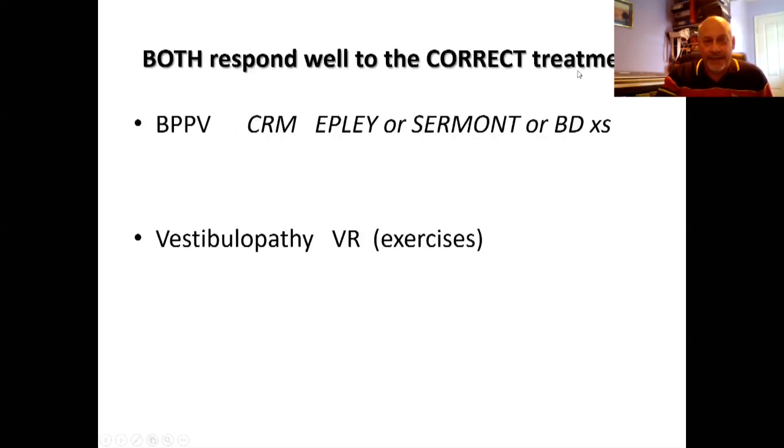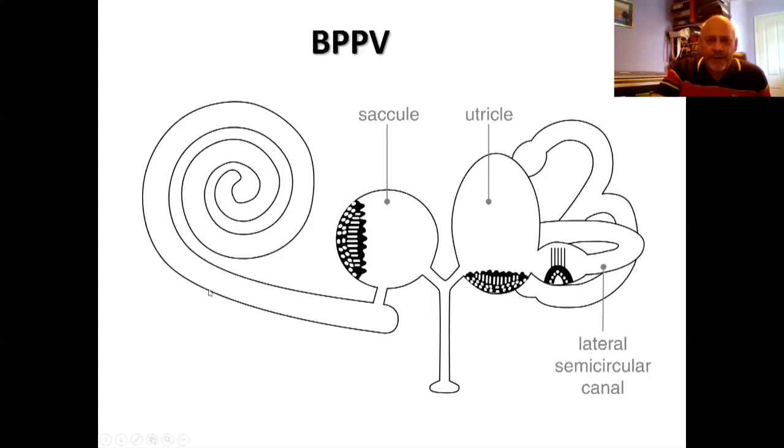So, as I said, both respond well to the correct treatment. BPPV responds to canalith repositioning maneuvers, of which the most common ones are Epley or Semont, but there are other ones like Gandolfi's. And there's Brandt-Daroff exercises. So we do the maneuver to you, or you do exercises at home, whereas vestibulopathy, it's a range of vestibular exercises. But because a lot of people don't understand BPPV, I thought I'd give a quick run through.